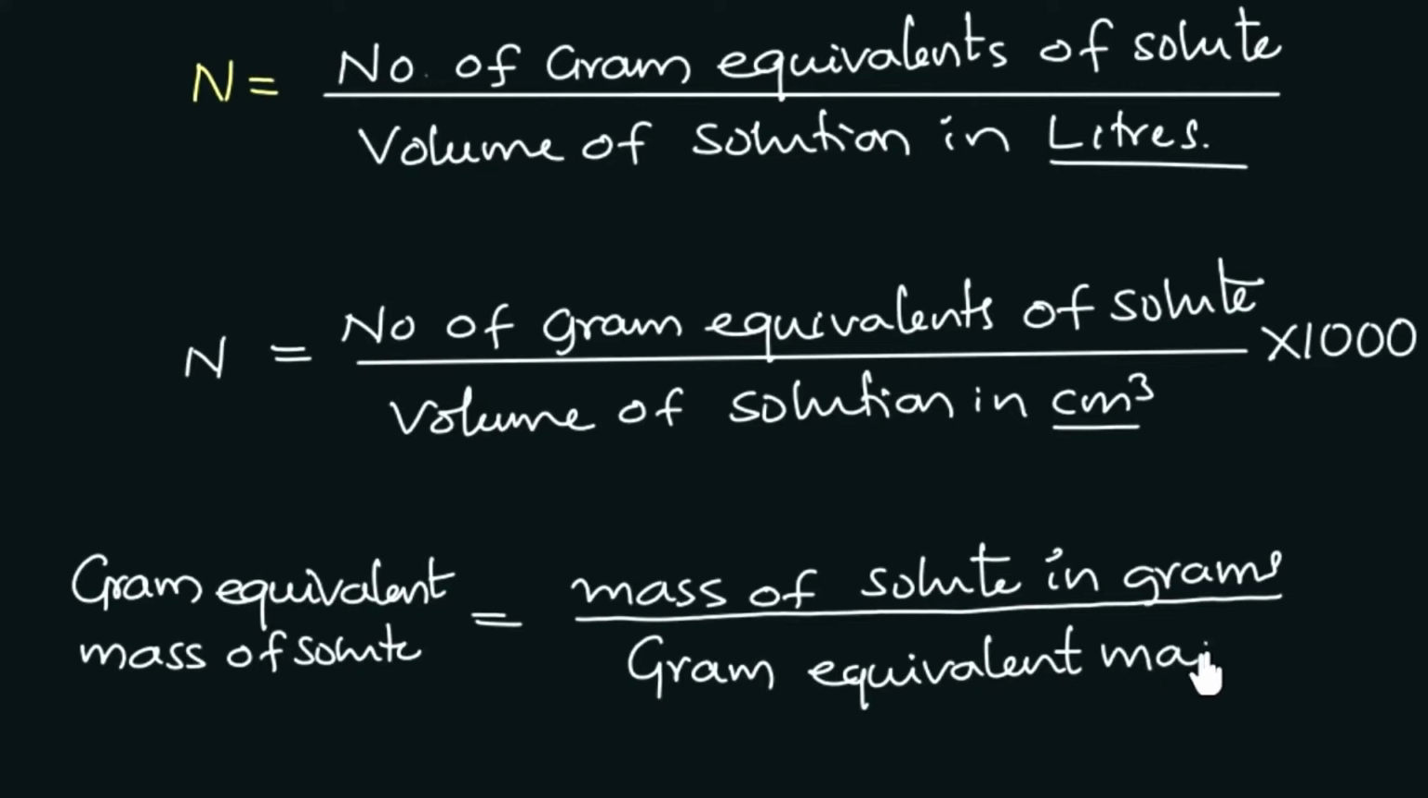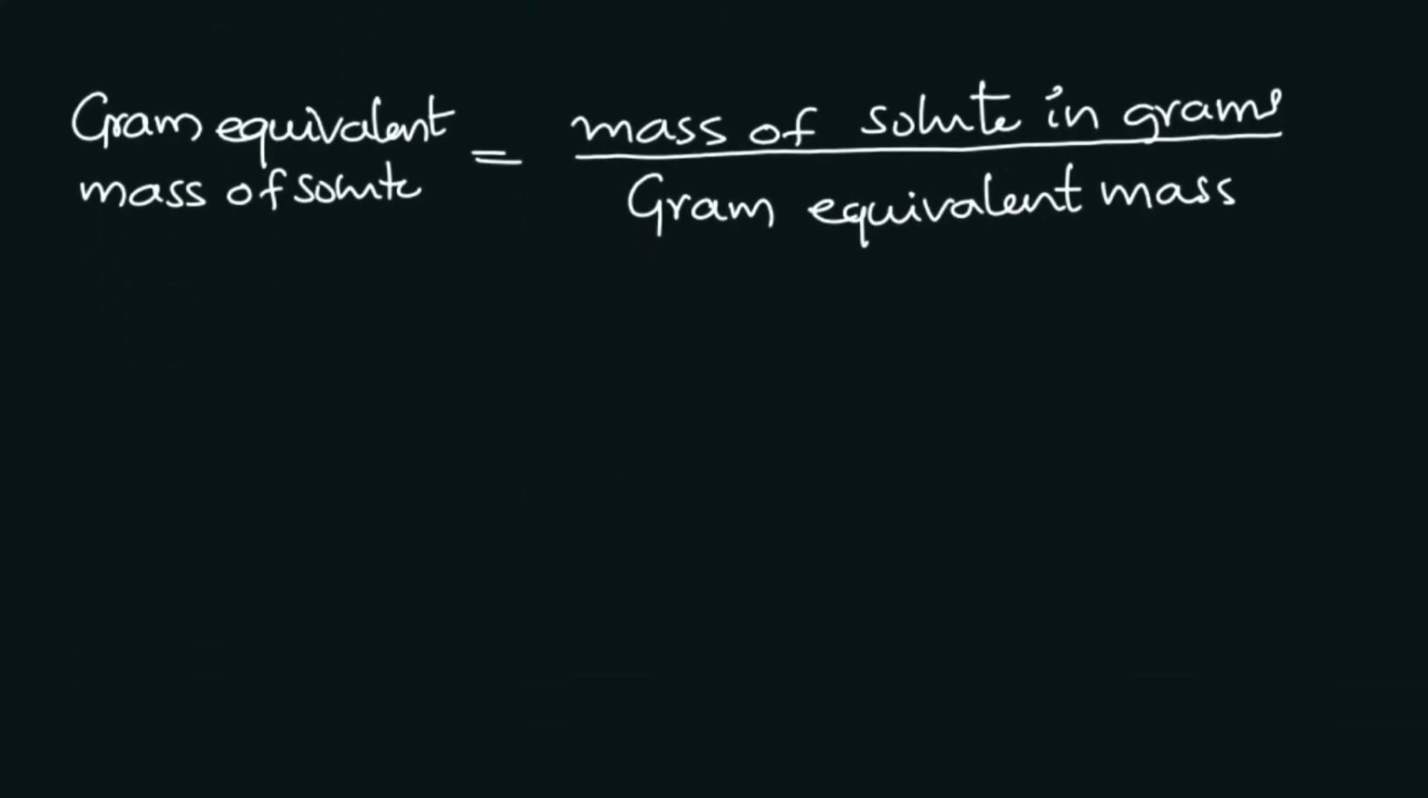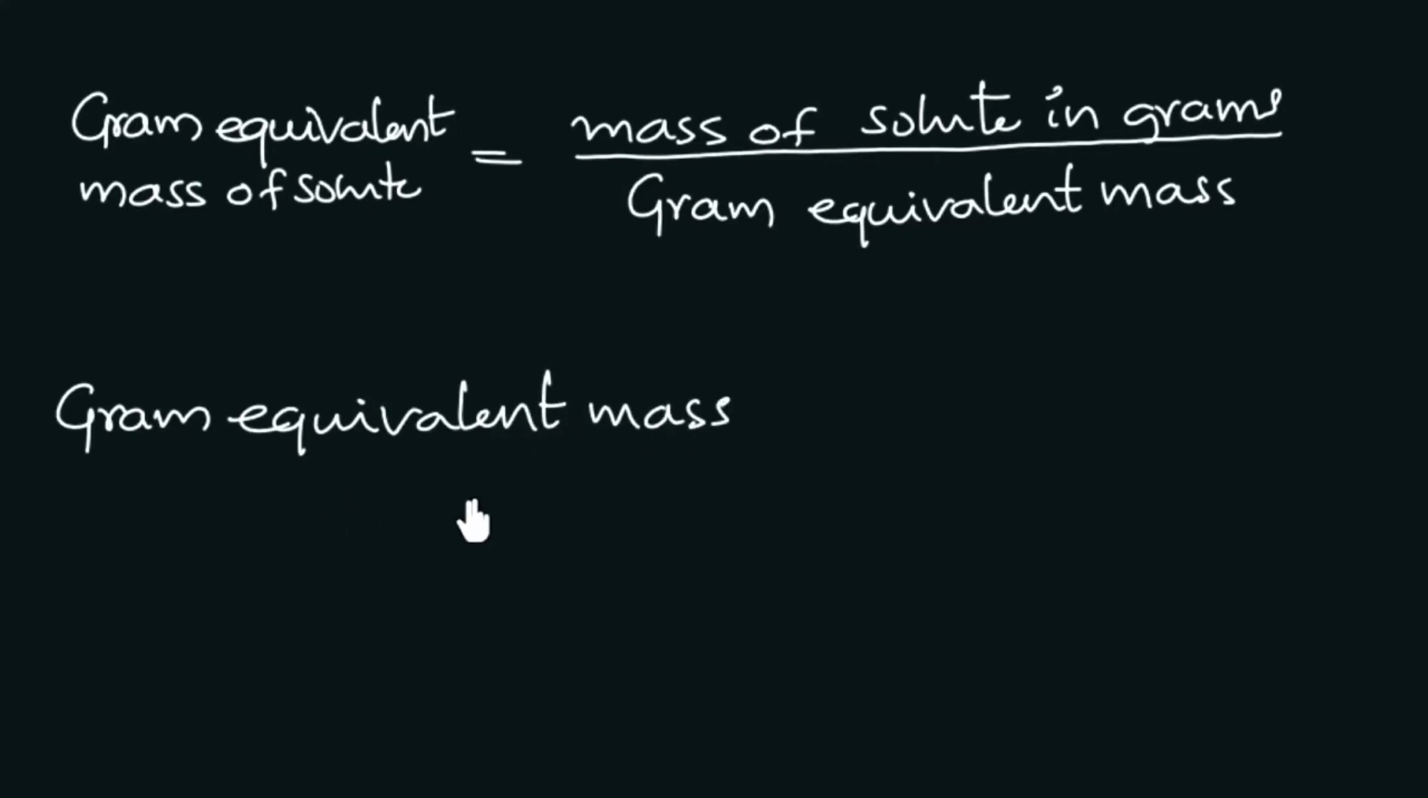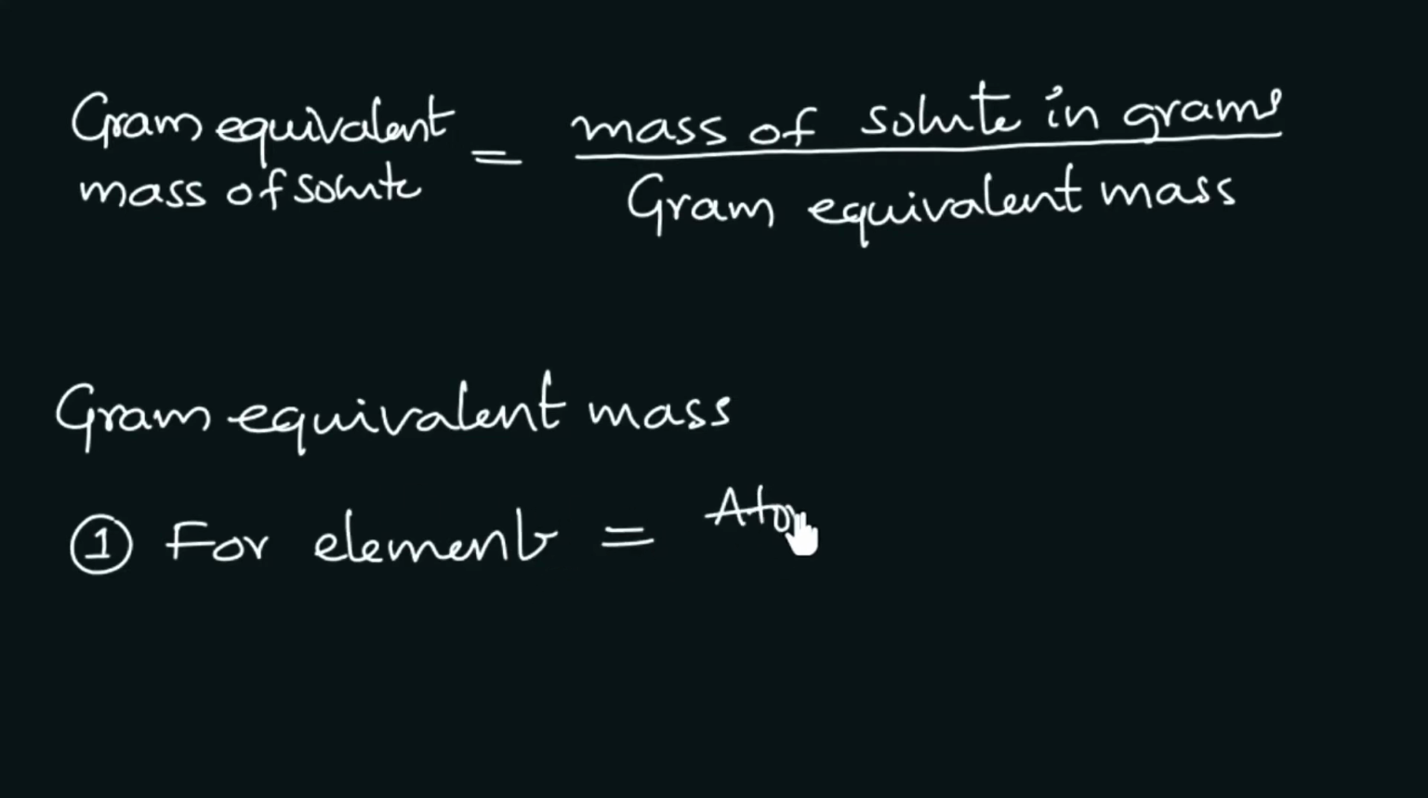Okay, so here you may get one more question: what is the meaning of gram equivalent mass? We'll discuss this first. You should know that gram equivalent mass is different for different molecules. So we can calculate this particularly for an element, acid, base, oxidizing agent, reducing agent, and even for salts. First we'll see how to calculate the gram equivalent mass of an element. The gram equivalent mass of an element can be given as atomic mass, and that whole divided by valency.